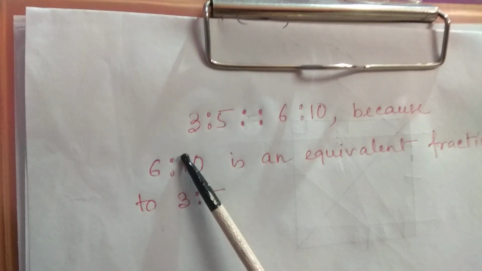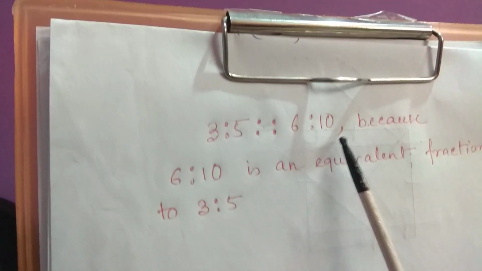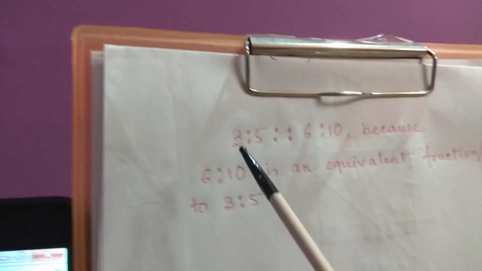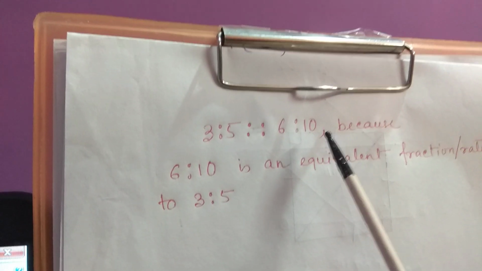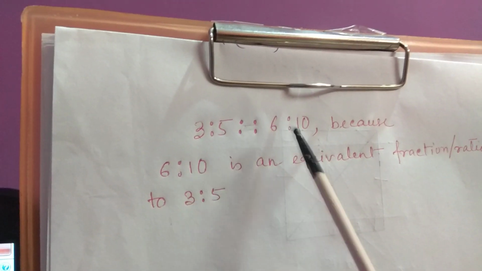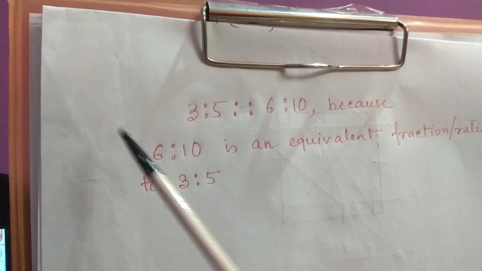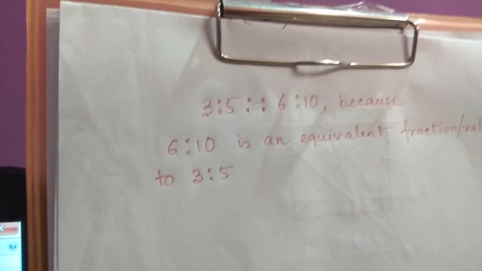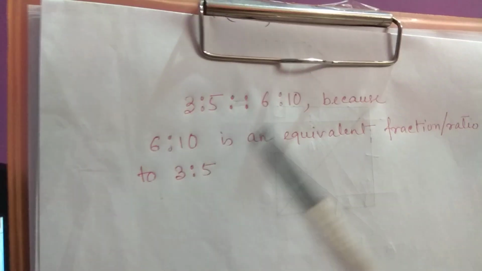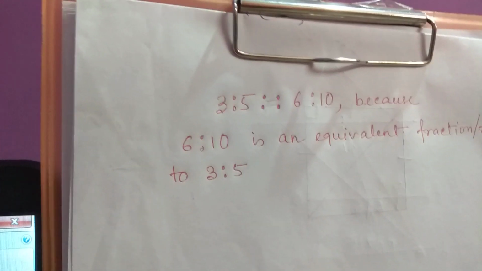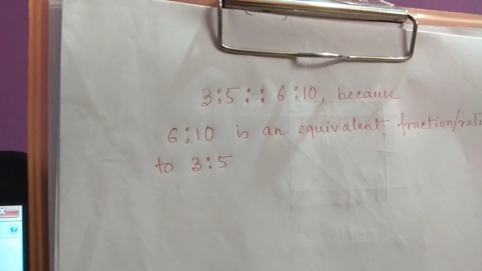That is 3 and 10. And means are those which are sitting in the middle, that means 5 and 6. So 3 and 10 will give us 30. 5 and 6 will also give us 30. So these four numbers are in proportion. So with one example only, I have explained both the ways to express the proportionality.